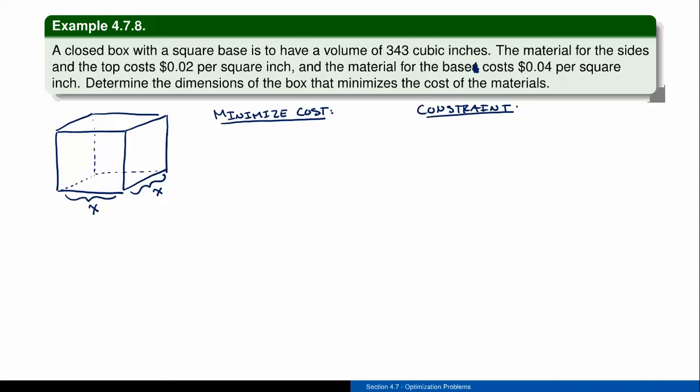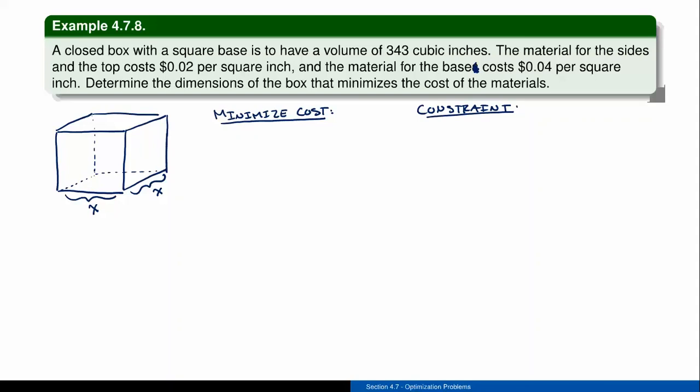In this case, the top part and the sides are each going to cost $0.02 per square inch, or 2 cents per square inch, and the material for the base is a cheap 4 cents per square inch. So I have two different prices going on, and I'm going to merge all of this to create a nice little cost function.